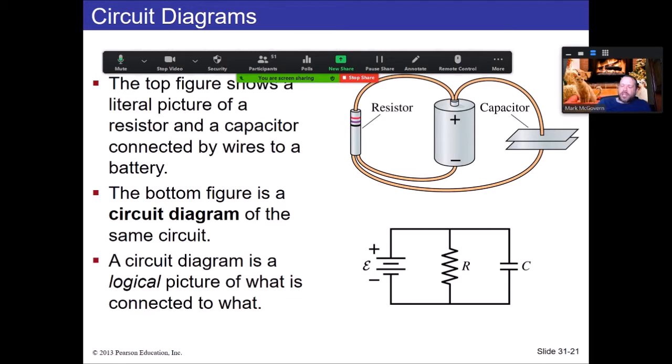The basic logic of the circuit is there. It may look different. For example, you see your battery in the middle in the picture at the top. When we look at the bottom here, we have the battery on the left-hand side. But the circuit still works the same. Notice that the resistor and the capacitor are both hooked up to the terminals of the battery. Therefore, that is a parallel configuration, and the logical circuit drawn down here shows a parallel configuration of a resistor and a capacitor. So that's the idea of the circuit diagrams.